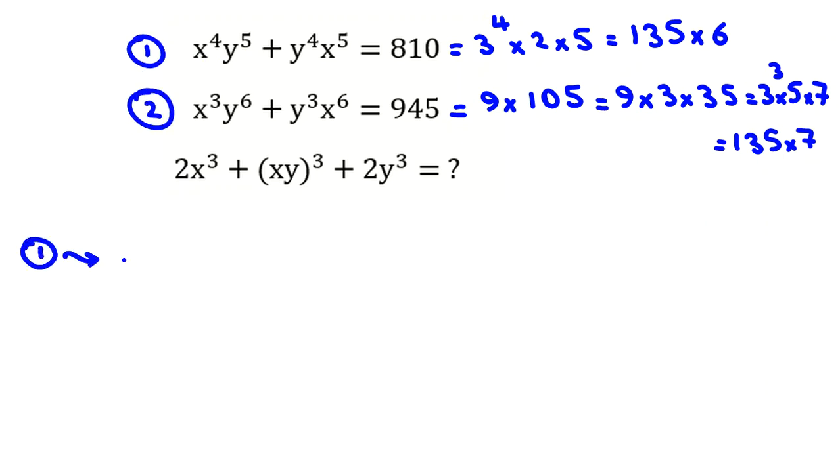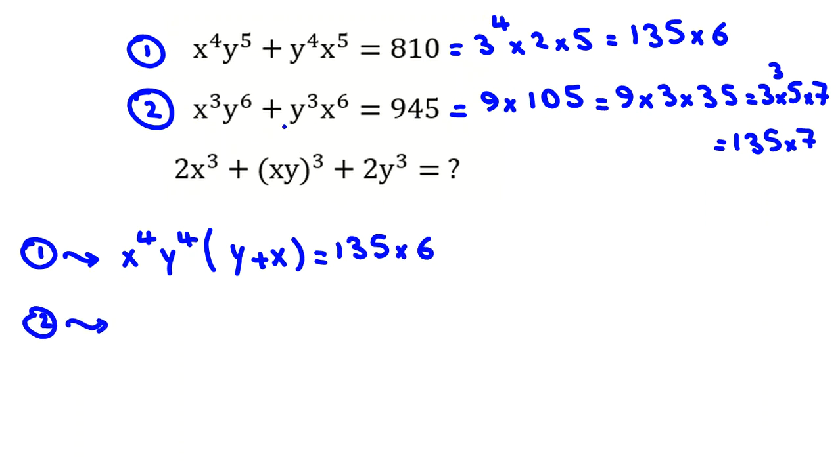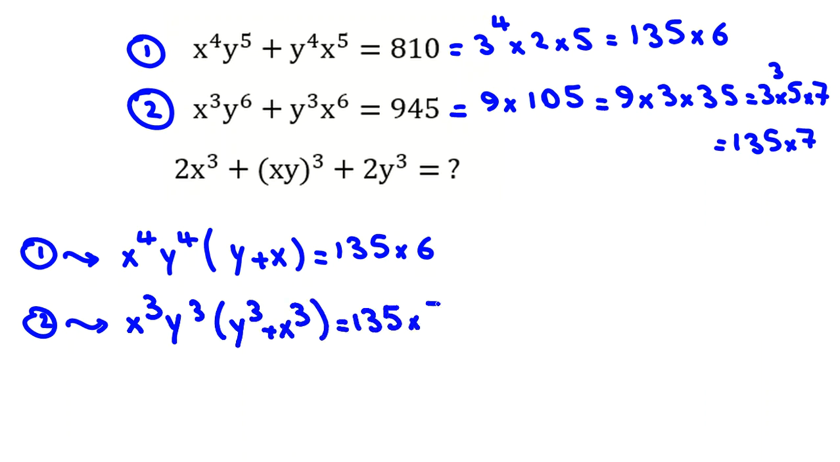From the first one, what can I factor on the left-hand side? x to the 4, y to the 5, so I factor out y to the 4. What is left from the first part is y, from the second part plus x, equal to 810. I write 135 times 6. Now, from the second equation, what can I factor in the left side? x cubed and y cubed. So it will be x cubed y cubed times (y cubed plus x cubed) equal to 135 times 7.